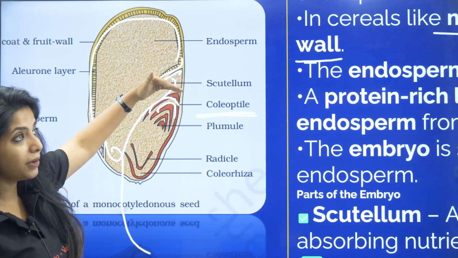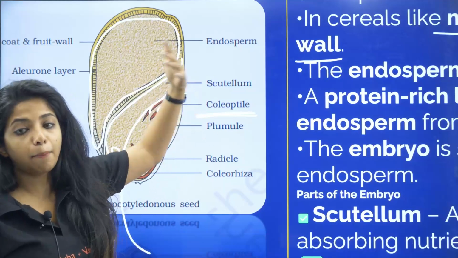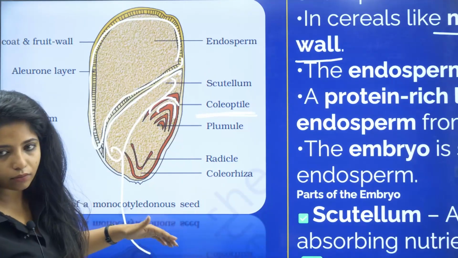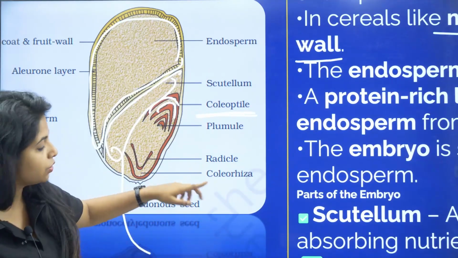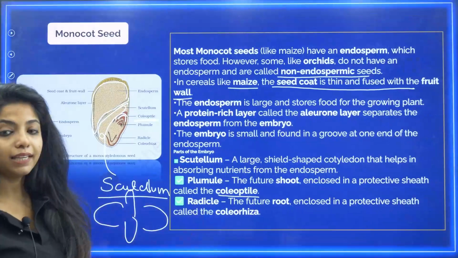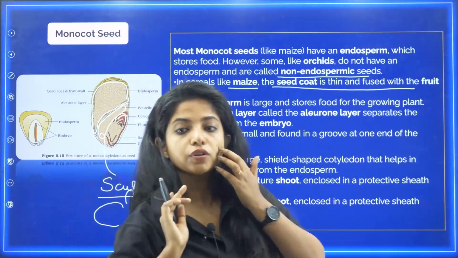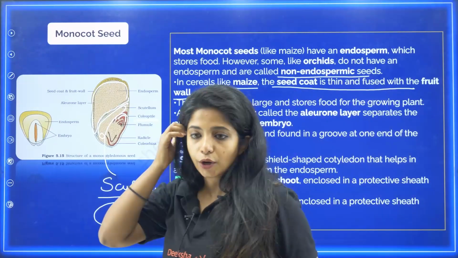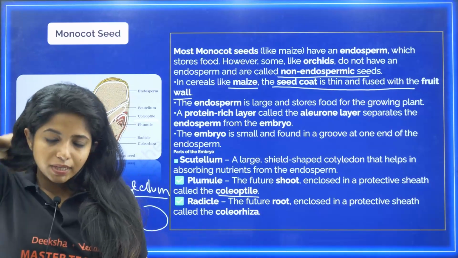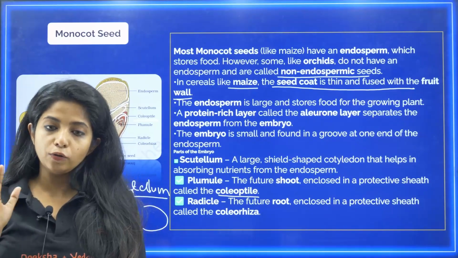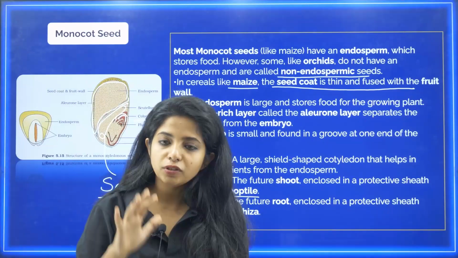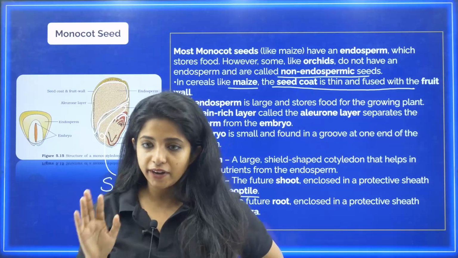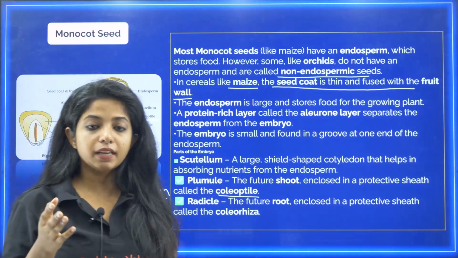So coleoptile is on the upper side, and coleorhiza is down, towards the root. This is a unique feature of monocots. Dicots do not have coleorhiza and coleoptile. Fine. So basically, usually they are all endospermic, they are albuminous, but orchid is an exception, that is non-endospermic, my dear children.